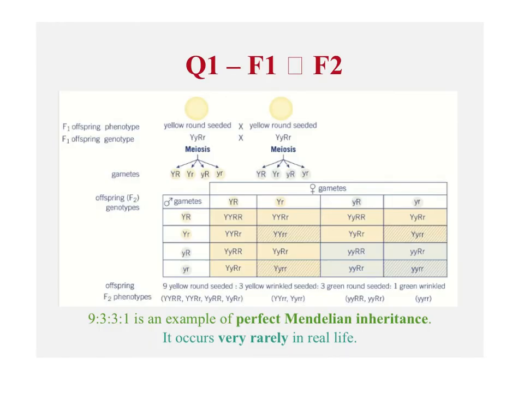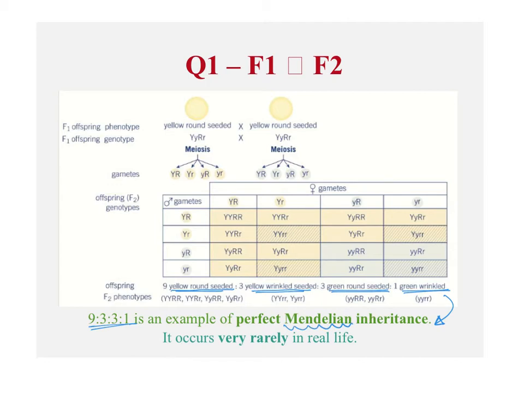So this is what your offspring should have looked like. This is what the Punnett square would look like if it's nice and neat. And the phenotypic ratio is 9 to 3 to 3 to 1: 9 yellow round seeds, 3 yellow wrinkled seeds, 3 green round seeds, and 1 green wrinkled seed. Now this 9 to 3 to 3 to 1 ratio is an example of the perfect Mendelian ratio.